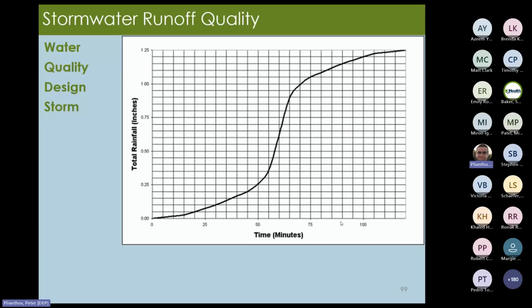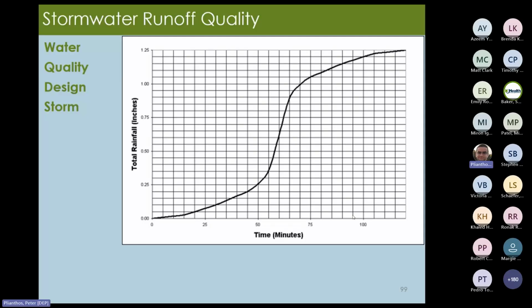So as I mentioned, the water quality design storm is 1.25 inches shown on the y-axis over 2 hours shown on the x-axis. But remember, in addition to the rainfall depth, we need the rainfall distribution, which is how the rain falls. And the graph on this slide is the cumulative distribution curve for the NJDEP water quality design storm.